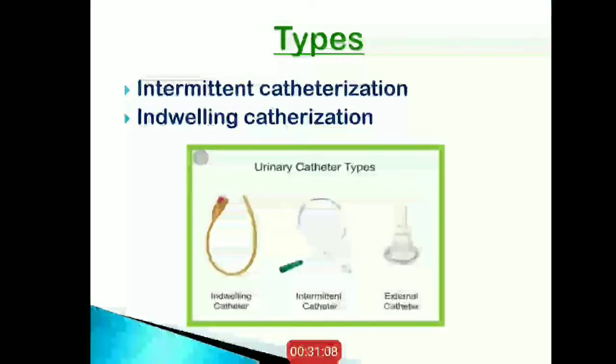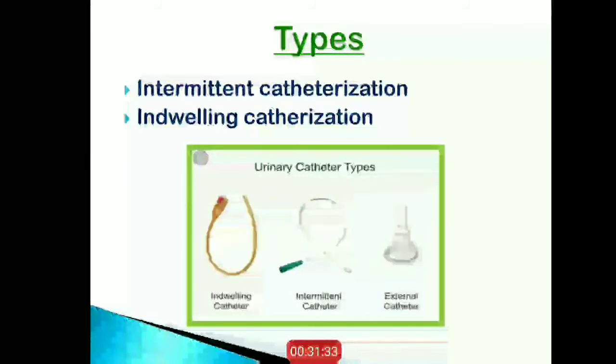Next is the type of catheterization. First one is the intermittent catheterization and second one is the indwelling catheterization. In case of the intermittent catheterization, catheters are inserted several times a day for just long enough to drain the bladder and then removed. They are inserted intermittently after some time interval.